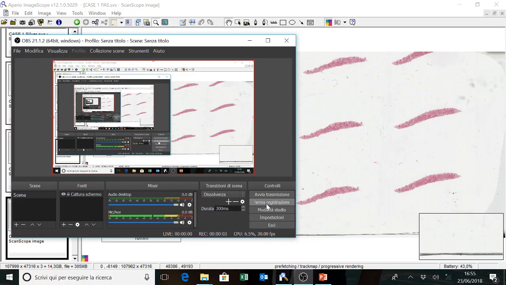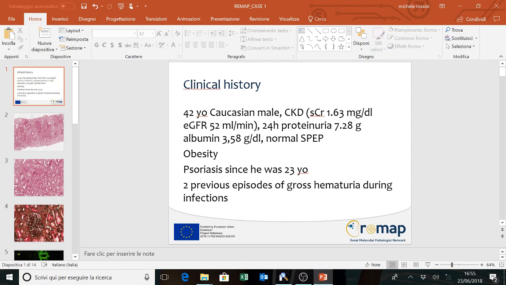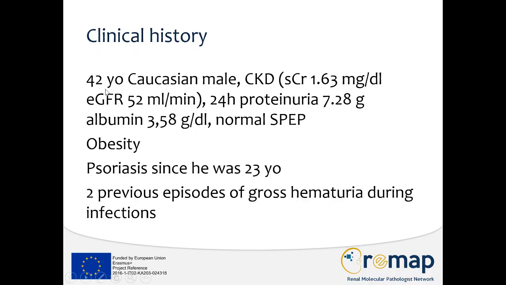Okay, let's start with this case. So here we have the clinical history. He is a 42 years old Caucasian male with a chronic kidney disease with a 1.6 of serum creatinine and 52 milliliter per minute of eGFR.